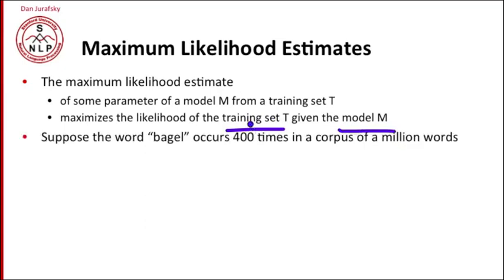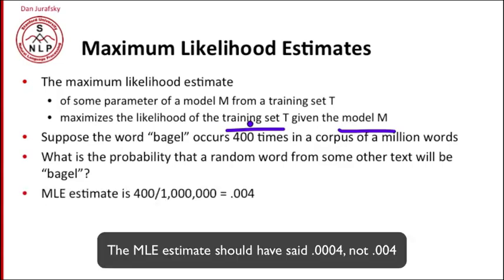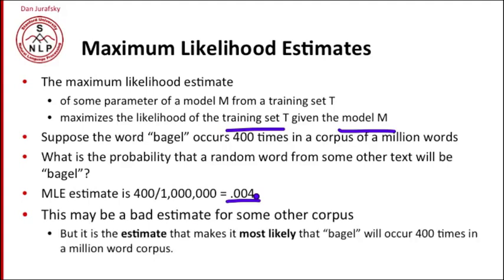Suppose the word bagel occurs 400 times in a corpus of 1,000,000 words. And I ask, what's the probability that a random word from some other text will be bagel? Well, the maximum likelihood estimate from our corpus is 400 over 1,000,000, or 0.004. Now, this could be a bad estimate for that other corpus. Who knows whether in the other corpus bagel occurs 400 times per million or some other probability. But this estimate is the one that makes it most likely that bagel will occur 400 times in a 1,000,000-word corpus, which is what it did in our training corpus. So we're maximizing the likelihood of our training data.